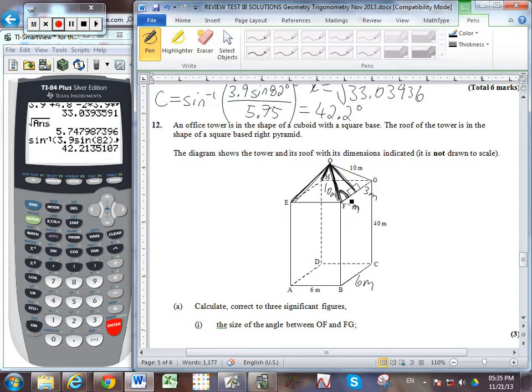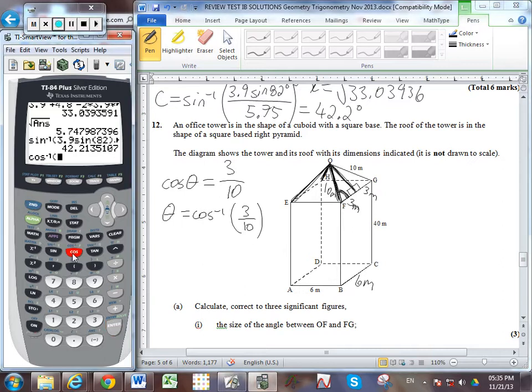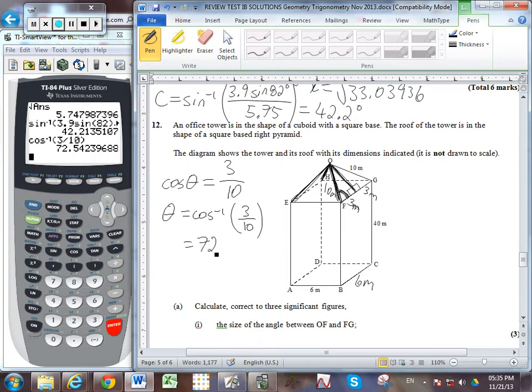So the cosine of that angle, isn't it? It's adjacent over hypotenuse, and so theta will equal the cosine inverse of 3/10, and the cosine inverse of 3/10 is equal to 72.5. And so I've got my angle. But I'll show you another way you could have done it.